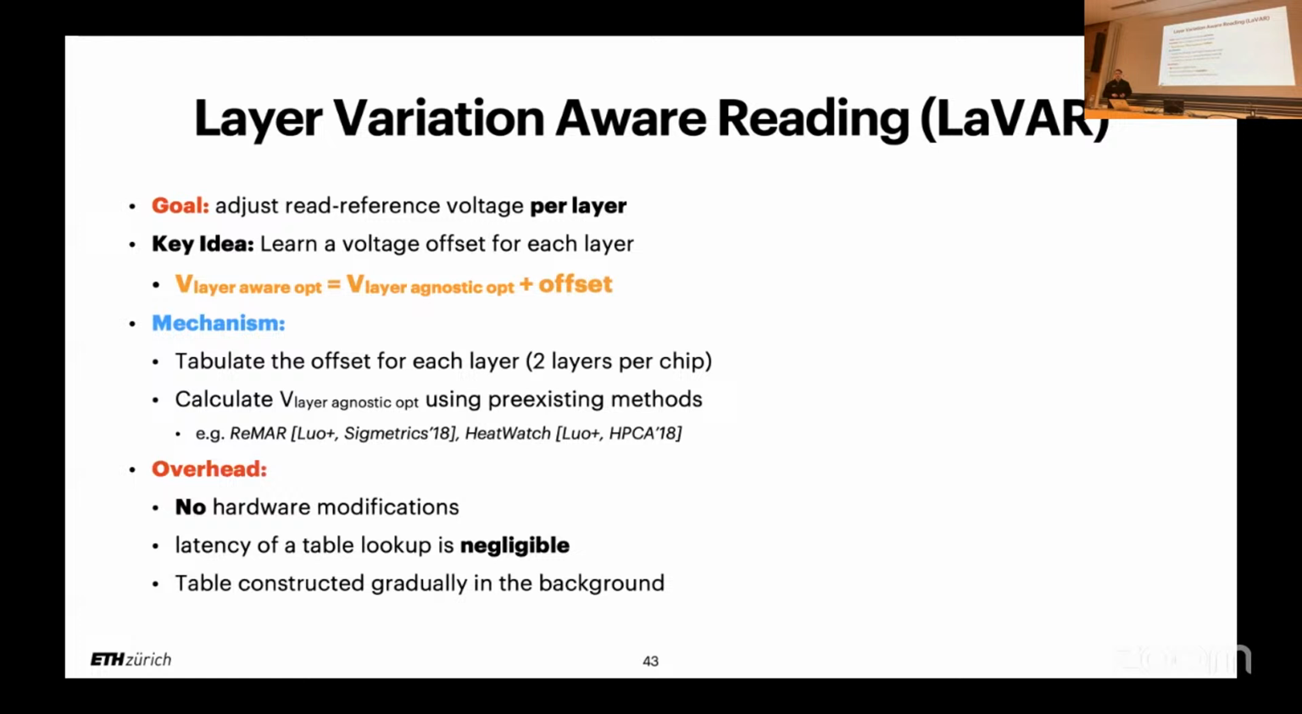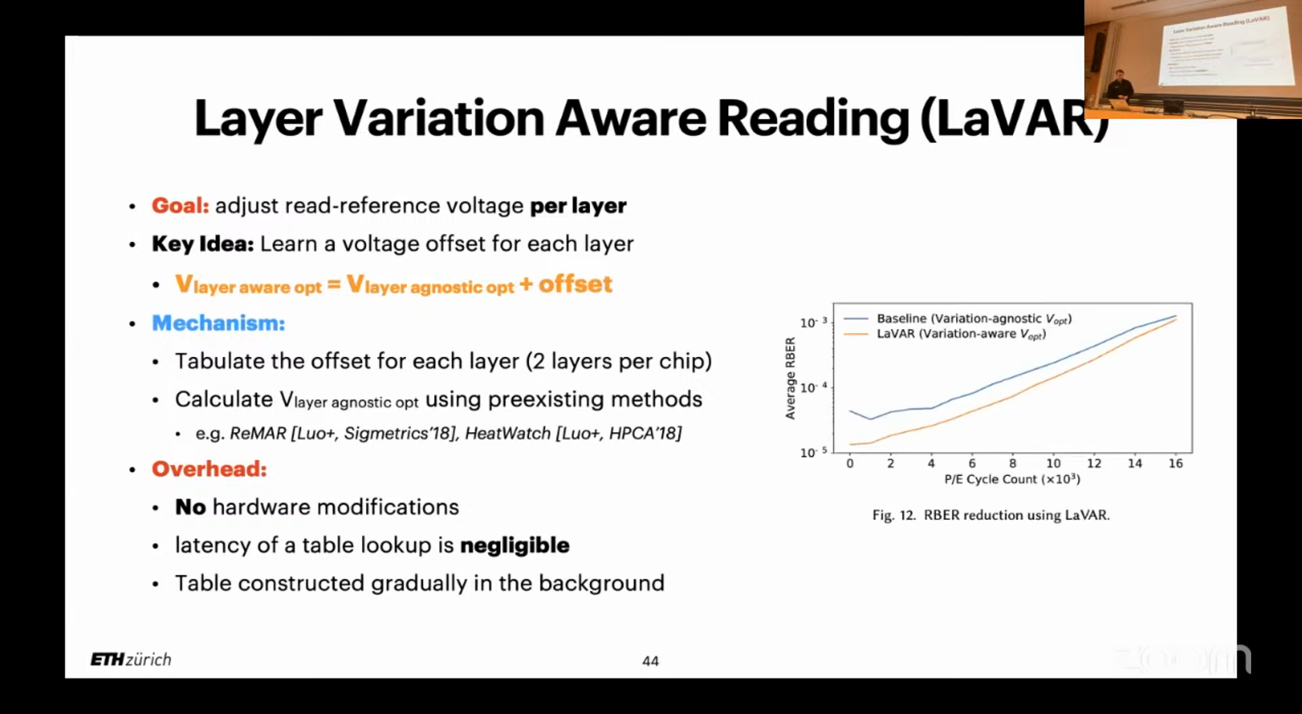Yeah, so there's very minimal overhead. There's no modification to the hardware that we do. The latency of table lookup is negligible. It's on the order of nanoseconds. And this whole table with the offsets is constructed in the background, so we don't really incur very much overhead.